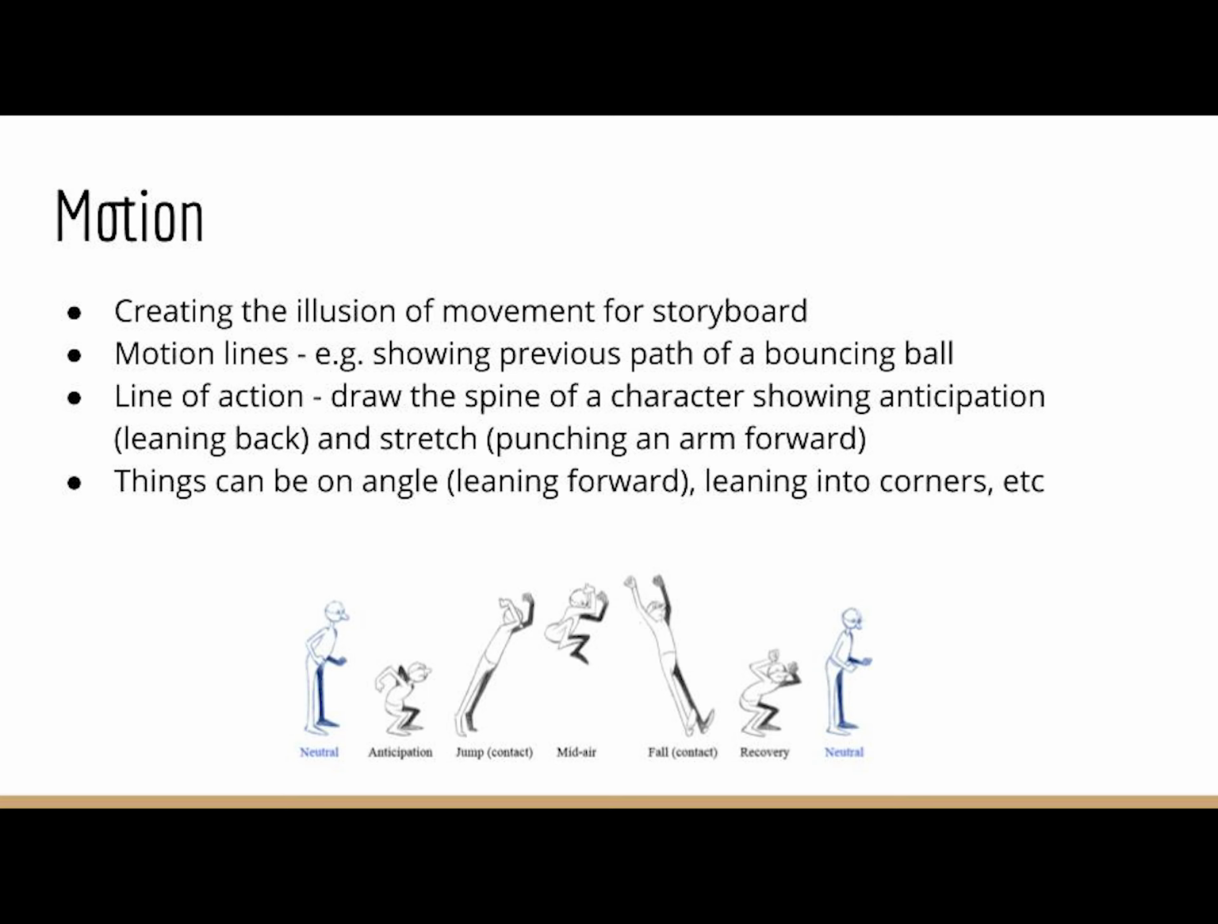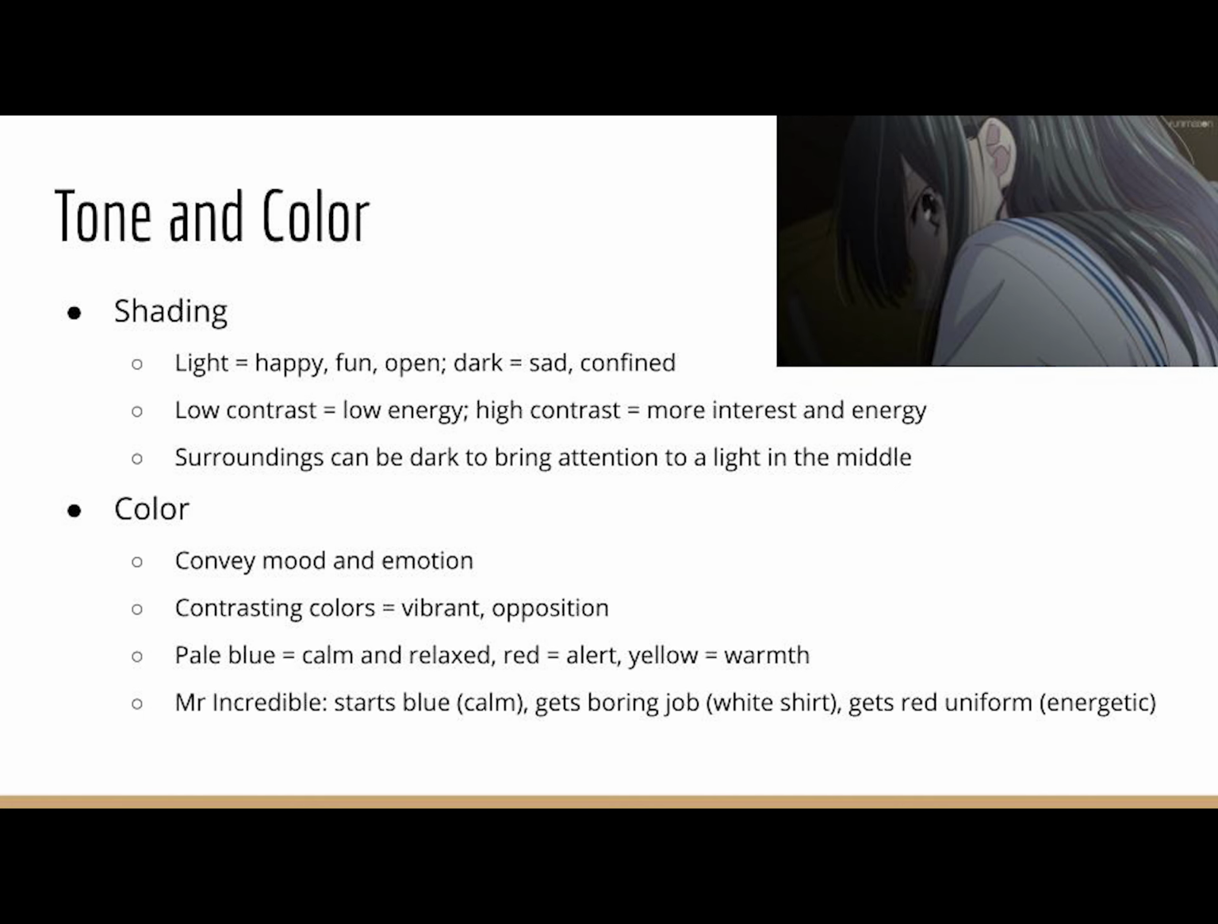And there's other aspects, like if you're running, you have the character lean forward, and lean into the corners and so forth, just to make it feel more natural. Another aspect of visual language is tone and the colour, like shading. Light colours tend to be happy and fun, dark tends to be sad. Low contrast tends to be low energy, whereas high contrast colours tend to indicate more interest and energy. Surroundings can be dark to bring attention to something that's in the middle. Contrasting colours, again, make it stand out more.